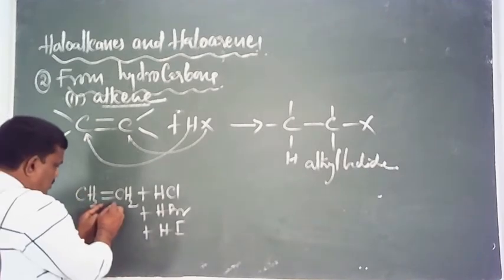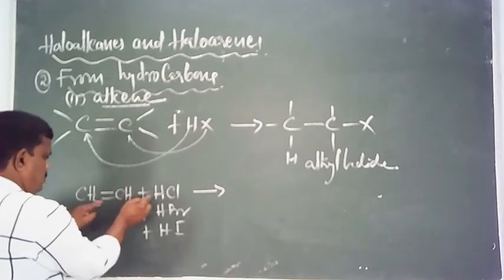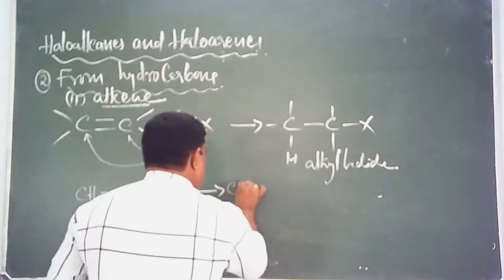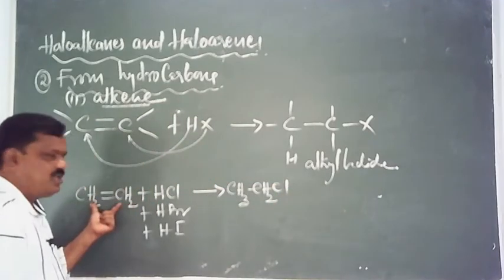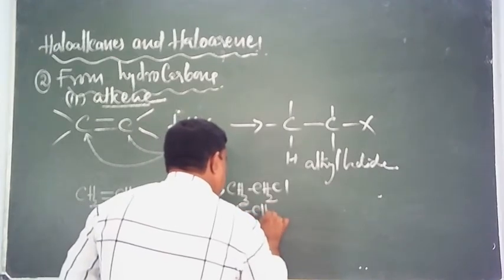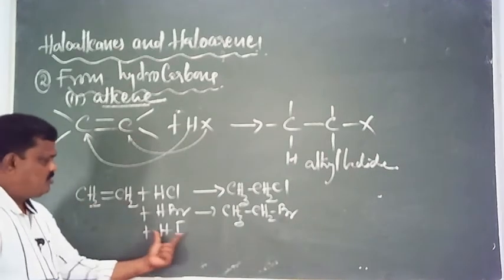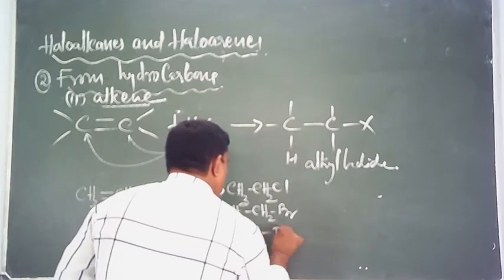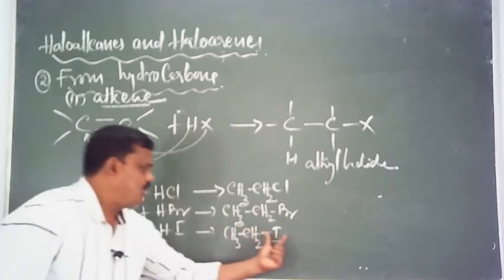When ethene is treated with HCl, see what happens. Hydrogen adds to this, halogen adds to this, we get CH3CH2Cl. Ethene plus HBr gives CH3CH2Br. If ethene is treated with hydrogen iodide, we get CH3CH2I. So this is chloroethane, bromoethane, iodoethane.